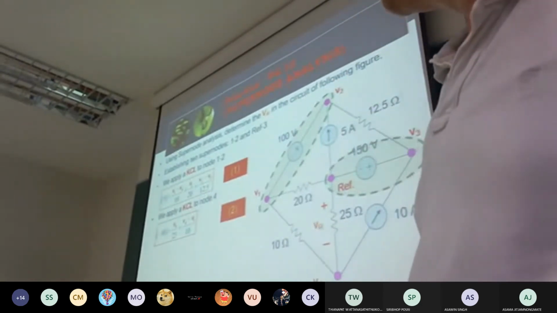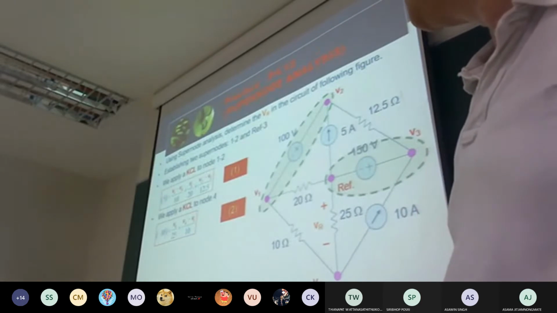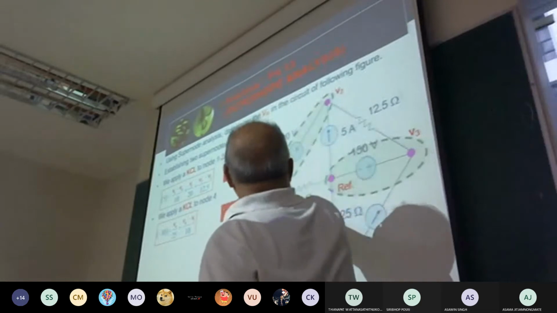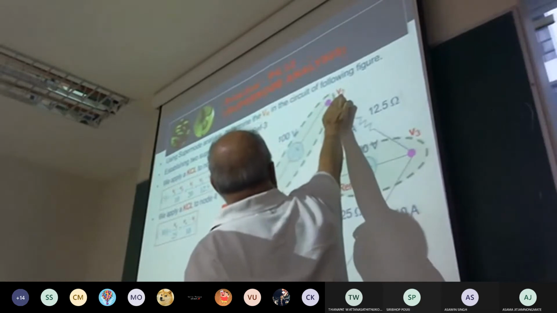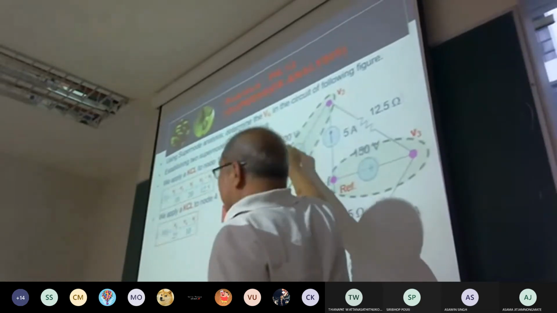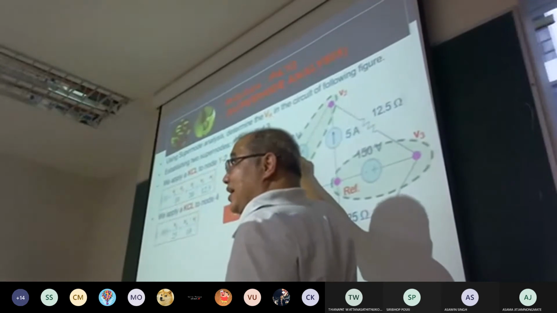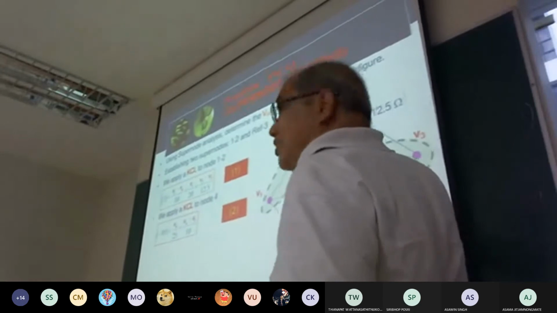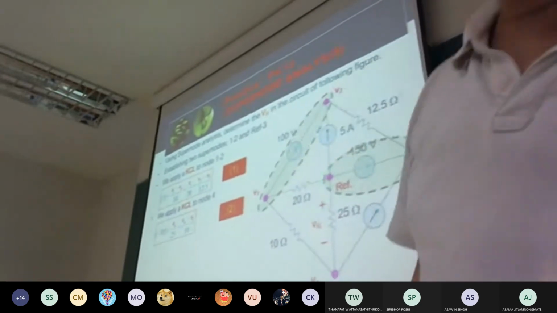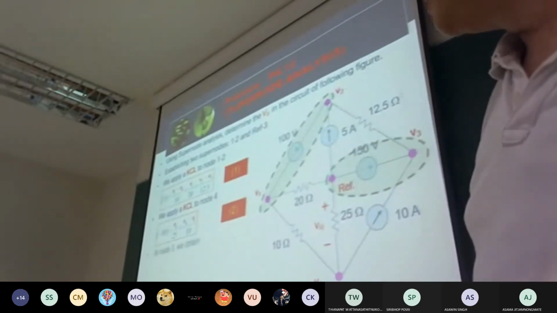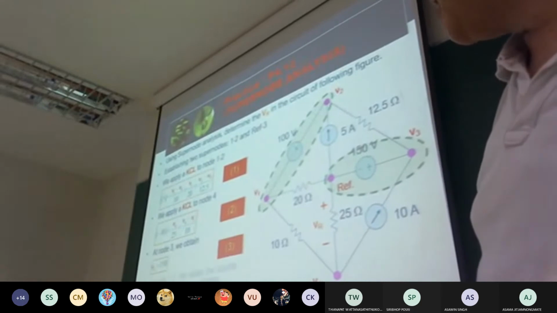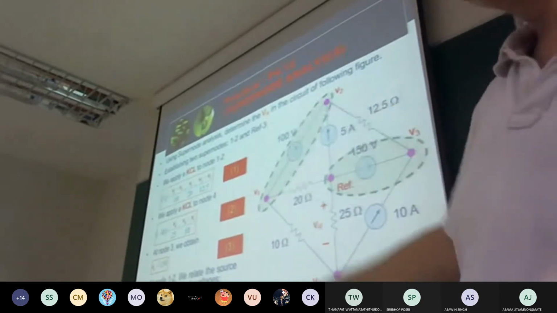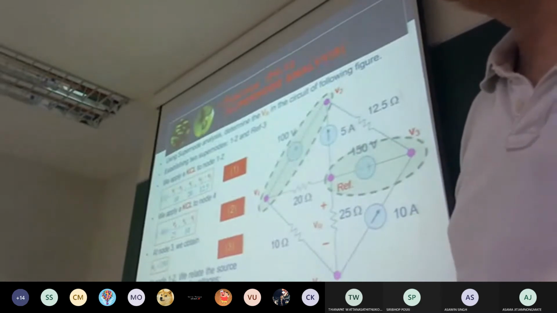Okay, next one. We apply the voltage relationship inside here. You can conclude that V2 minus V1 equal to 100, right? And here, V3 minus 0 equal to 150. At node 3, you get here. At supernode 1, 2, you get here. 4 equations, 4 unknowns. You can solve it now, right?